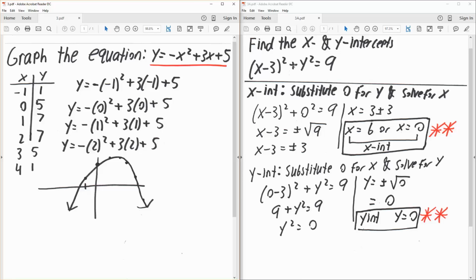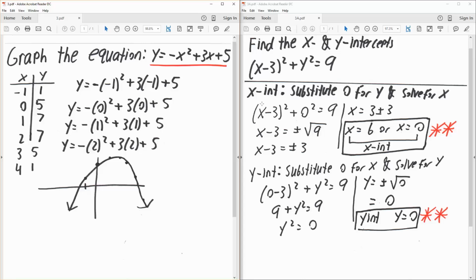And so the next problem, we want to find the x and y intercepts. And our problem is (x minus 3) squared plus y squared is equal to 9. In order to get the x-intercept, we substitute 0 for y and we solve for x. So (x minus 3) squared plus 0 squared is equal to 9.